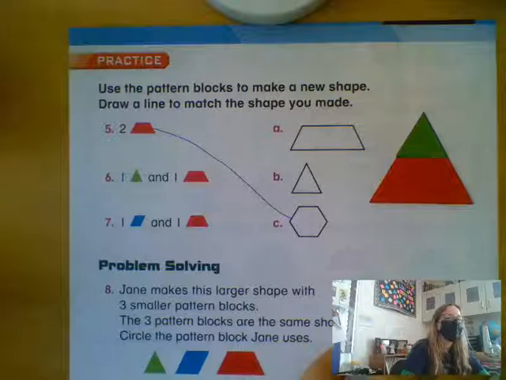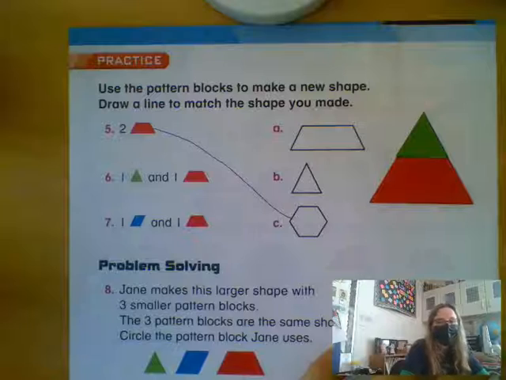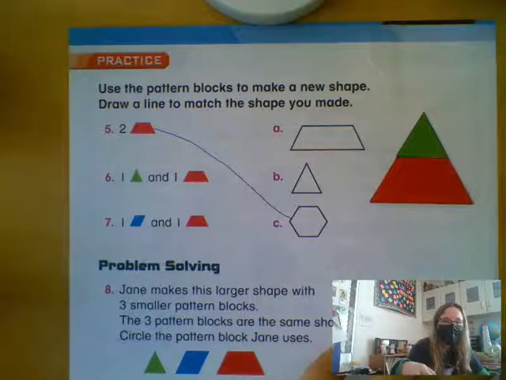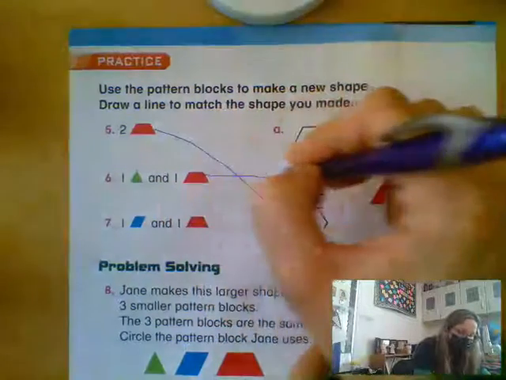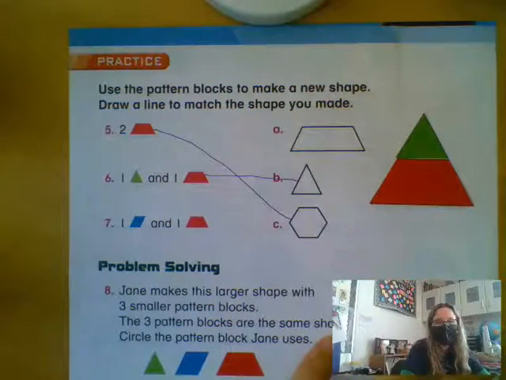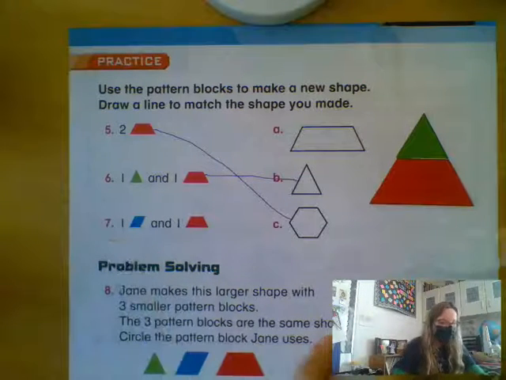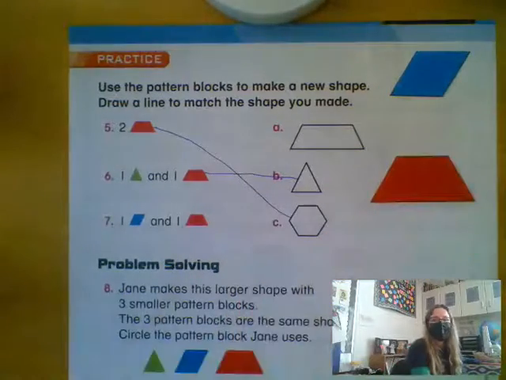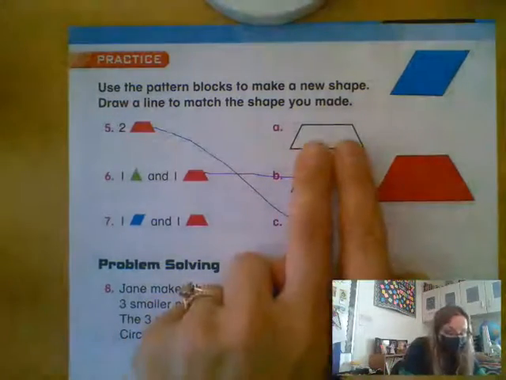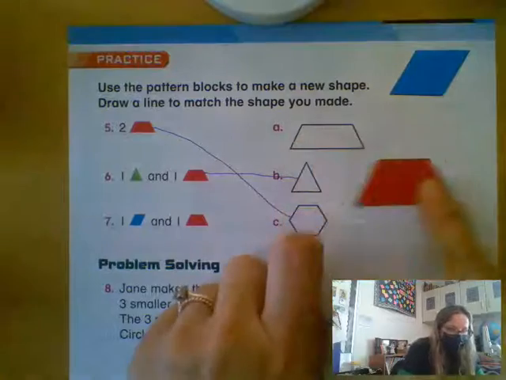How do you figure it out? Sage, which one? A triangle. So you'll just draw a line straight across from the triangle and the trapezoid, boop, to the triangle. Now for the last one, they want us to use 1 rhombus and 1 trapezoid. And this is our last shape here, so we got to try to figure out how to make that shape.